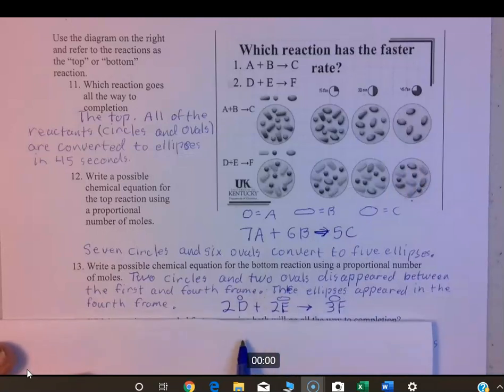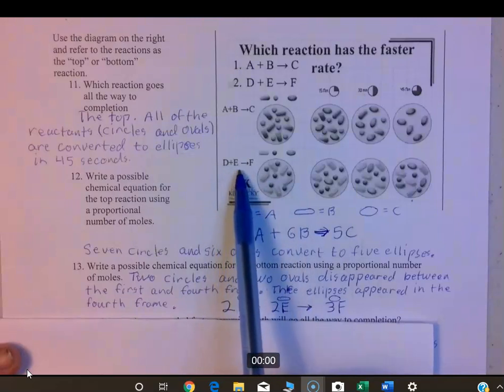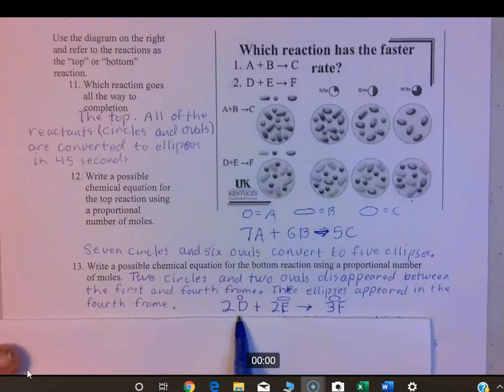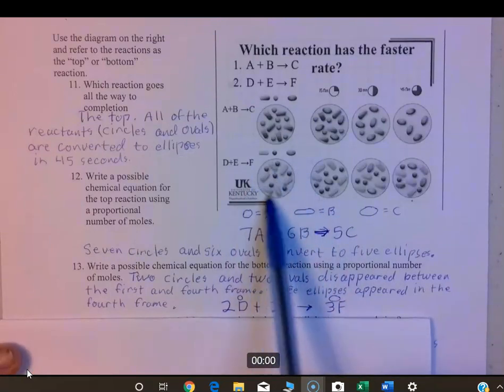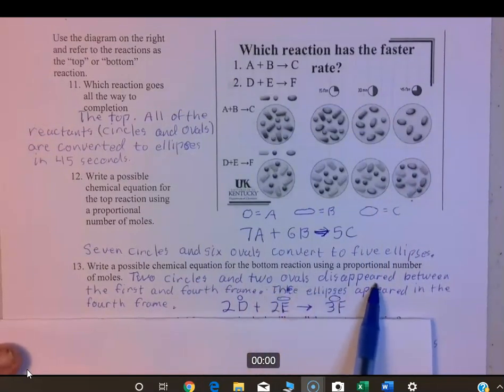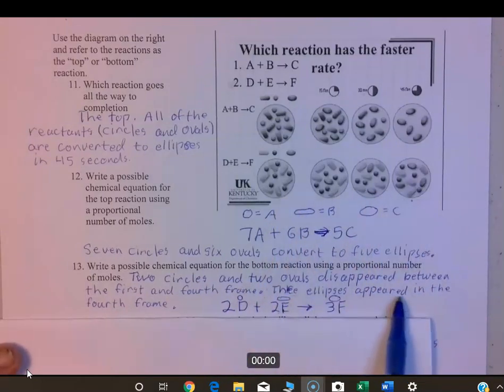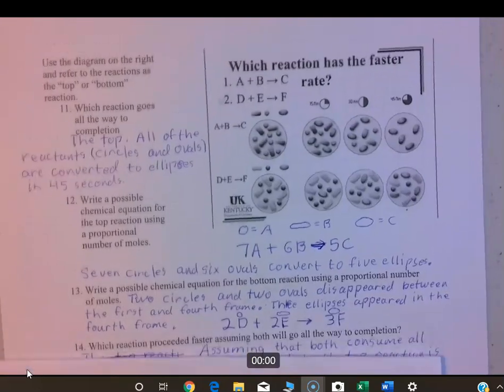So a possible chemical reaction would be if D and E are the circles and the ovals, then we took 2D, 2 of the circles, plus 2E, 2 of the ovals, to give us 3F, 3 of the ellipses. So that would be a possible chemical reaction for starting with this and ending with this. So 2 circles and 2 ovals disappeared between the first and the 4th frame, here and here. 3 ellipses appeared in the 4th frame, down there. So that's a possible chemical reaction for that particulate diagram.